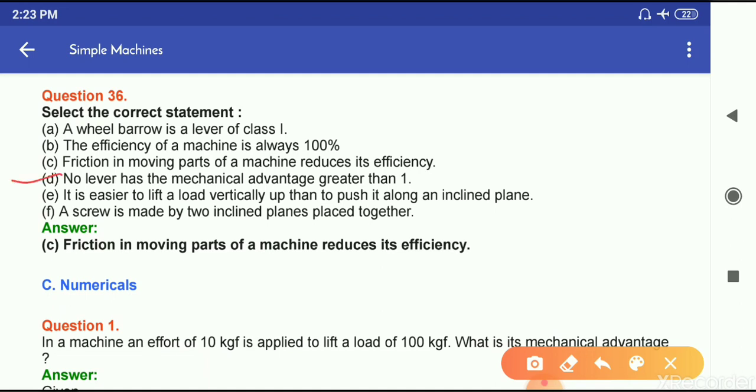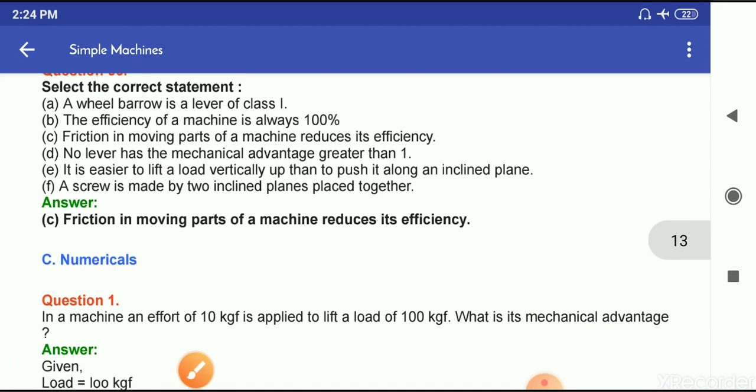No lever has a mechanical advantage greater than 1. It is easier to lift a load vertically up than to push it along an inclined plane. A screw is made by two inclined planes placed together. So the correct answer is friction in moving parts of a machine. It reduces its efficiency. Okay, so these are the question answers.